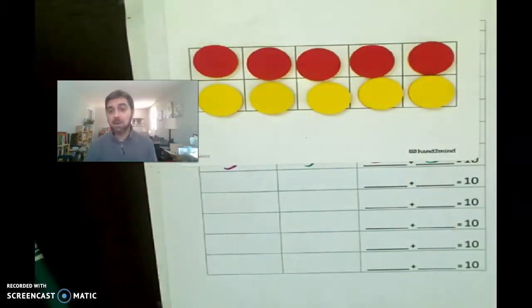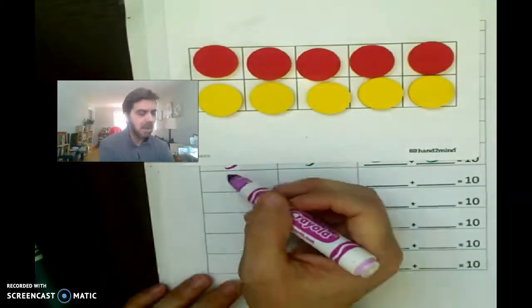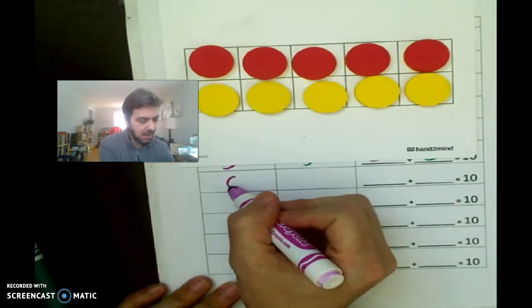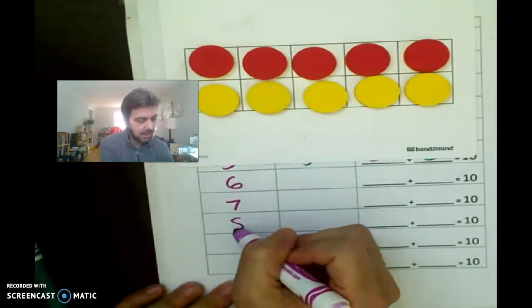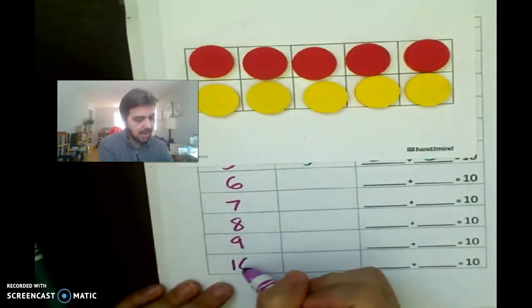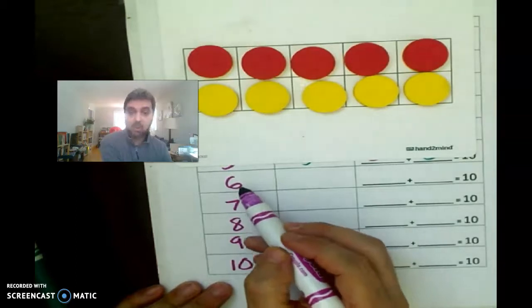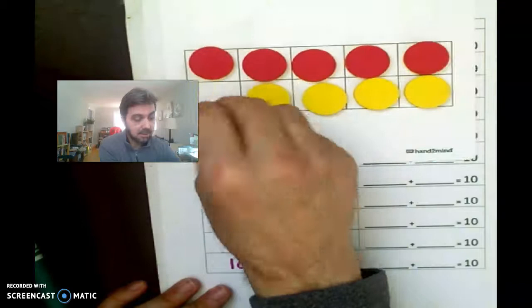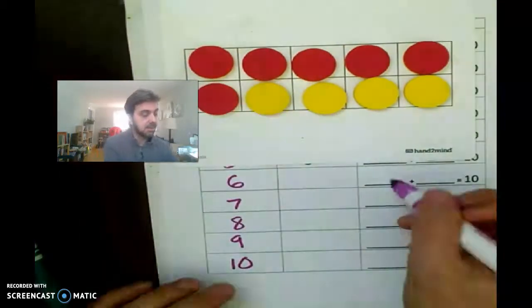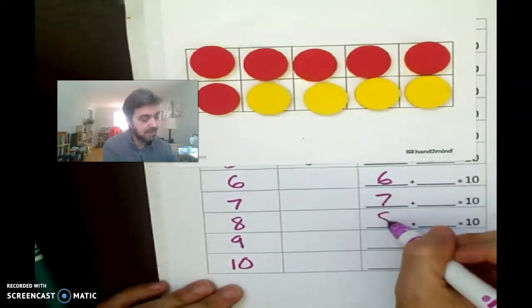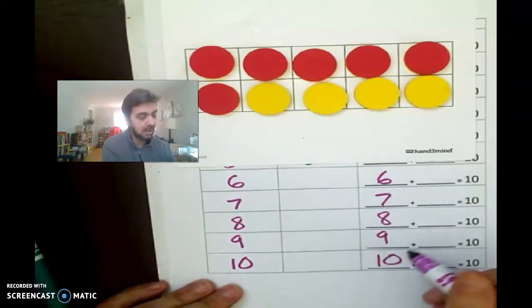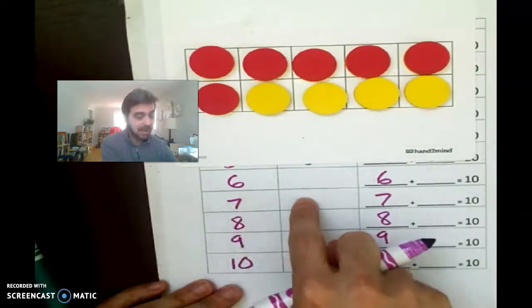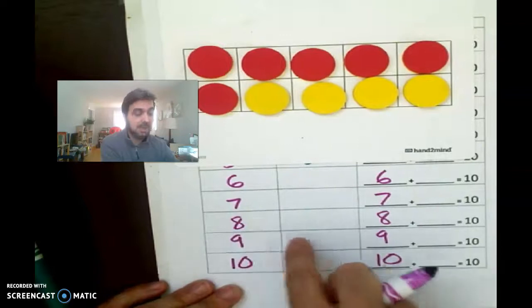All right, so I am going to speed up, boys and girls, because I think you get the handle on this. I want you to write down 6, 7, 8, 9, 10, and then I want you to figure out when there's 6 reds, how many yellows are there? Okay, so I'm going to put that here too, 6, 7, 8, 9, 10. And when there's 7 reds, how many yellows? 8 reds, how many yellows? 9 reds, how many yellows?